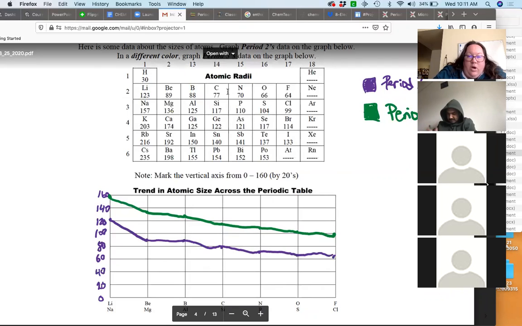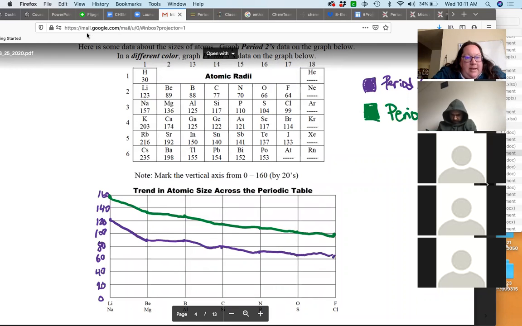As I move across, what's my trend? So take a moment and think about moving from left to right and whether that's increasing or decreasing. And then think about moving either from top to bottom or from bottom to top. My recommendation is that you pick 2 directions, so either left to right and top to bottom, or another combination, and start to think about what the trend is for atomic radii as you move across.